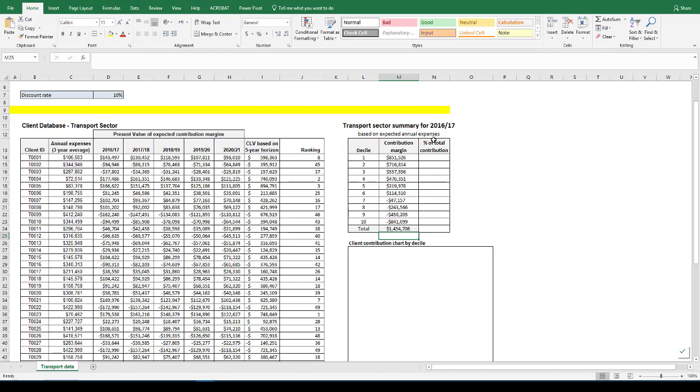So why do I want to find the total? Because I want to get the percentage of total contribution.